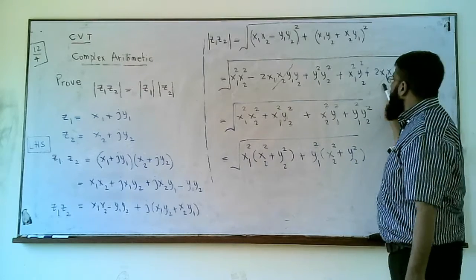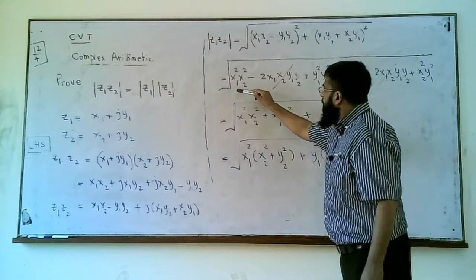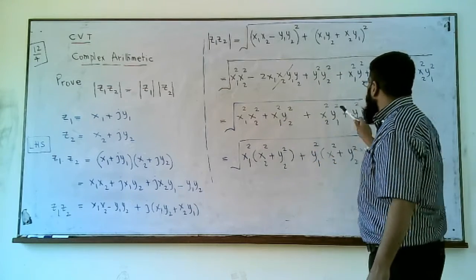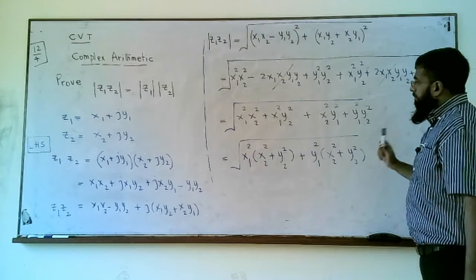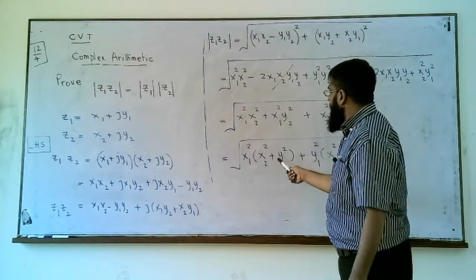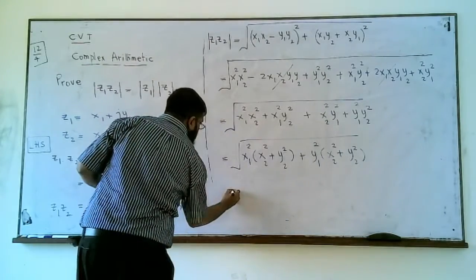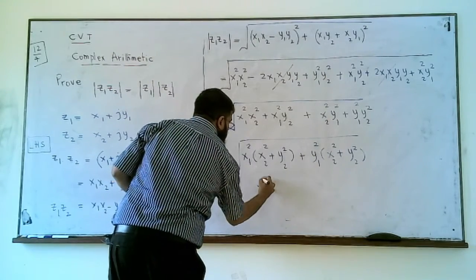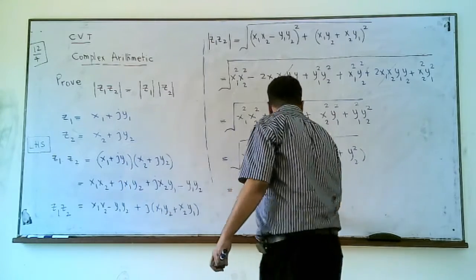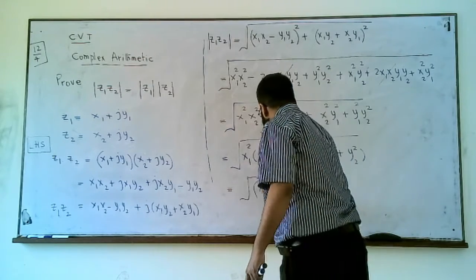And we see that these two terms cancel because this minus is plus, and we can rearrange terms in such a way that the terms having x1 squared we have written here, and the terms with y1 squared we have written here. Why? Because we want to take x1 squared common. If we take x1 squared common, this becomes x2 squared plus y2 squared, and if we take y1 squared common, this becomes x2 squared plus y2 squared. And out of these two, x2 squared plus y2 squared can be taken as common, multiplied by x1 squared plus y1 squared, the whole square root.